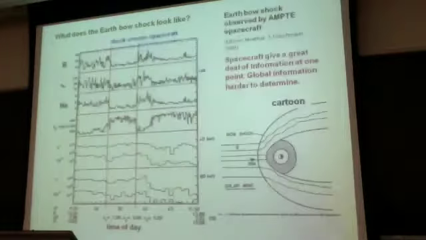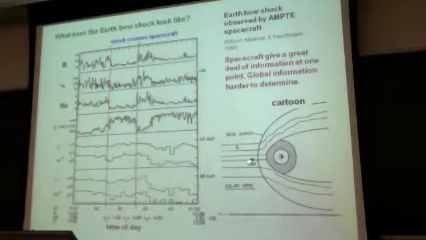Okay, what does the Earth's bow shock look like? Well, I showed you before, in case you didn't spot it. Here it is right here. The bow shock is crossed here and it's crossed here. Here's a cartoon. The spacecraft was here and the bow shock actually crossed the spacecraft. So you have a great deal of detailed information, but global information is hard to come by in these spacecraft observations.